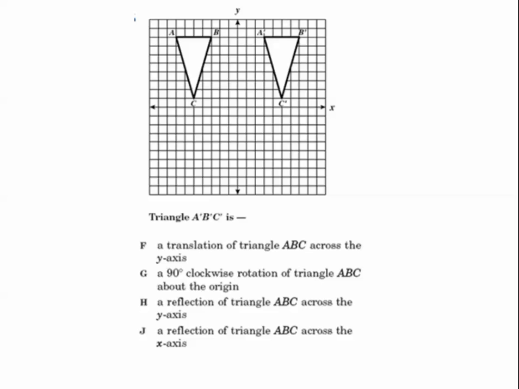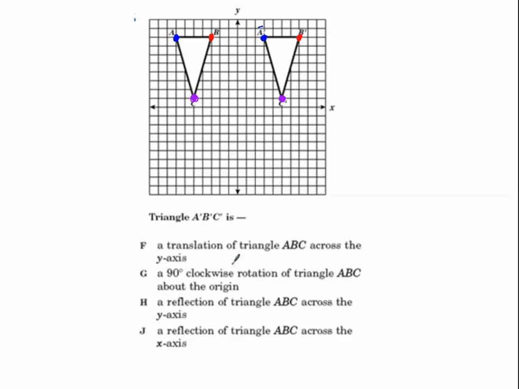Let's try some examples. Triangle ABC. Here's A, B, C. Notice this is A prime, B prime, and C prime. Every time you add a new prime, that means a new transformation has happened. So this is our pre-image, and this is our image. We need to see what has happened from this shape to this shape. And what I like to do is focus one point at a time. Here is point A. Here is point A prime. Here is point B. Here is point B prime. Lastly, C and C prime.